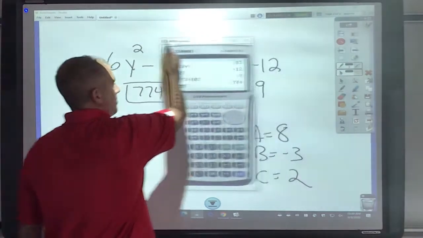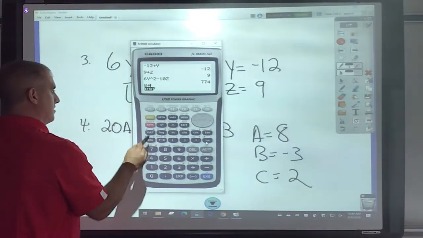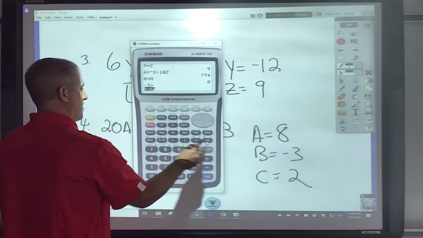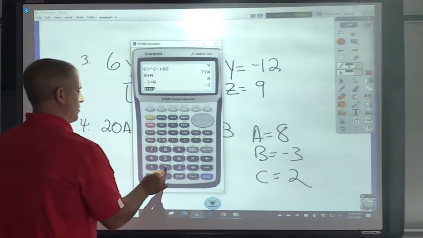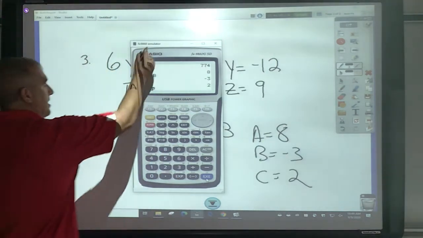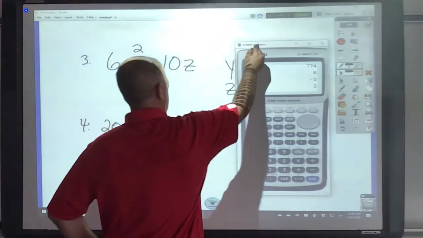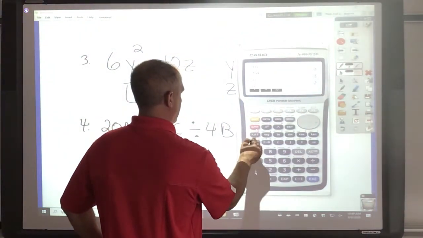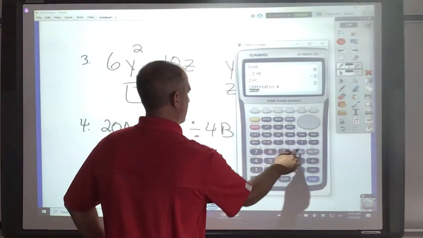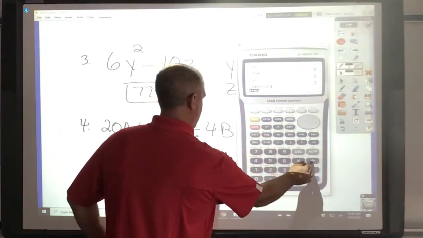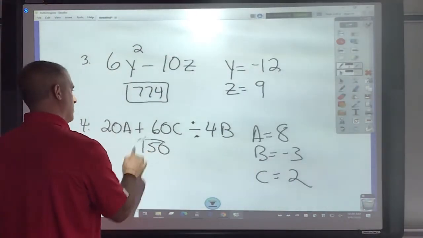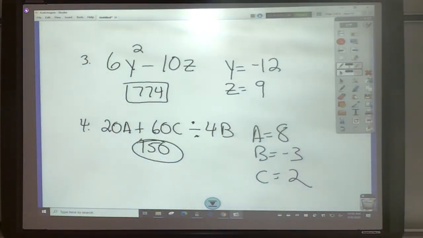All right. This one I want to put 8 arrow alpha A, -3 arrow alpha B, 2 arrow alpha C. And then I'm typing in my function. 20 alpha A plus 60 alpha C divided by 4 alpha B, 150. Okay, pretty simple stuff there.